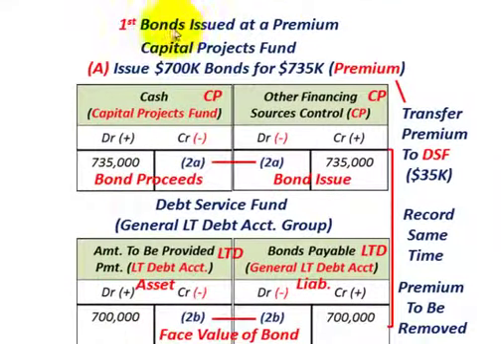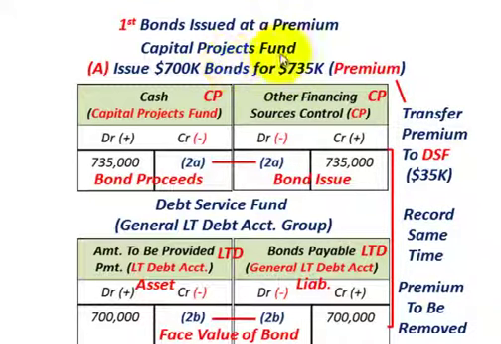Okay, so first, let's look at bonds issued at a premium. What's going to happen here? They're going to issue these bonds, $700,000 worth of bonds, and they're going to receive $735,000 for the bonds. So we're going to have a $35,000 premium on this bond issue.